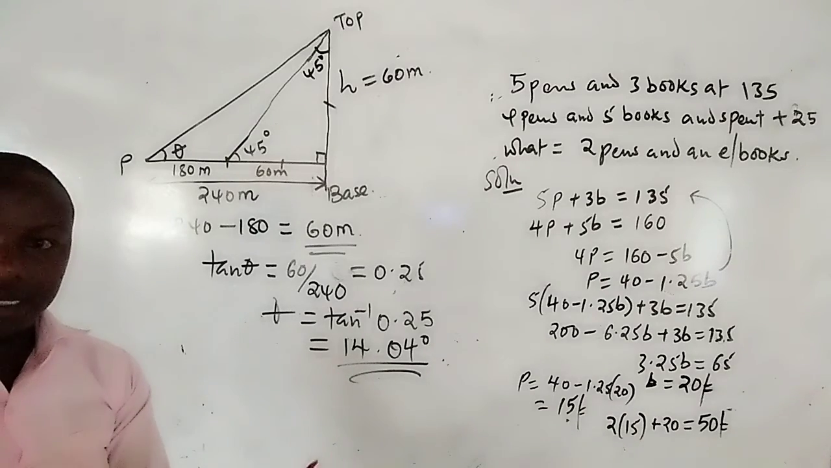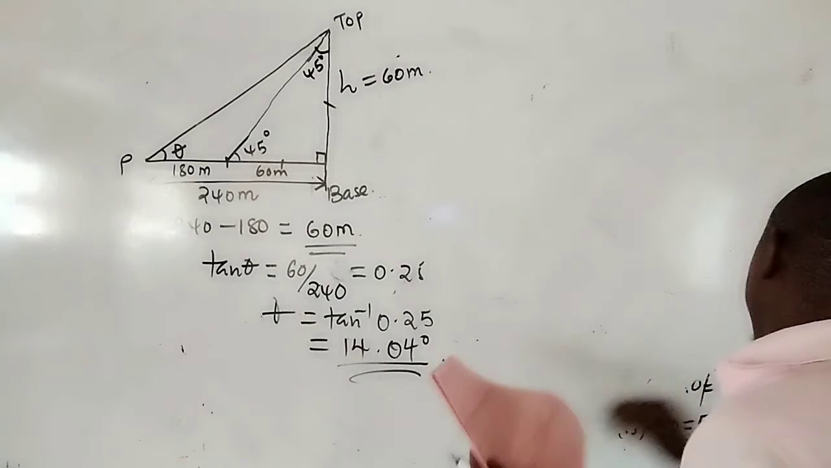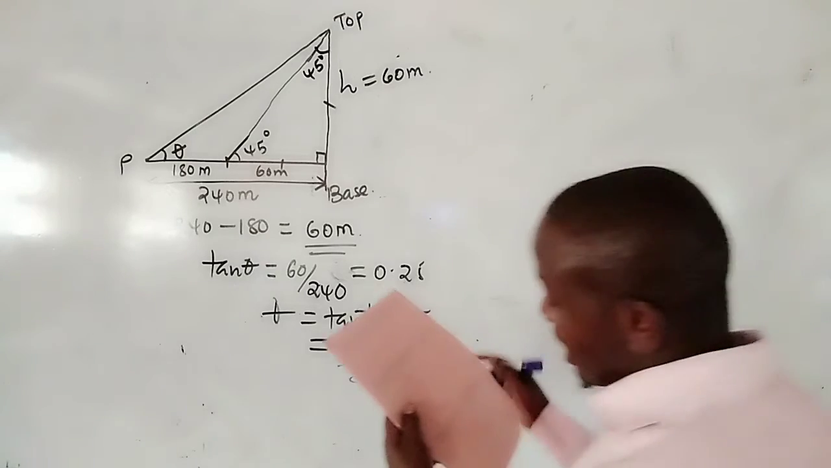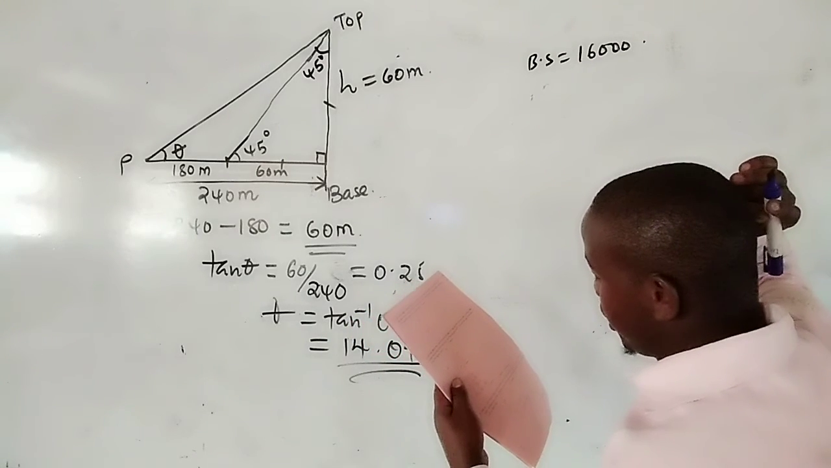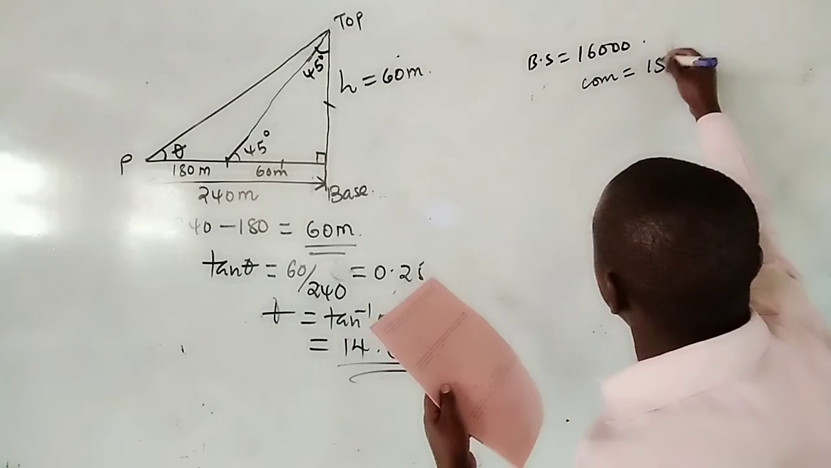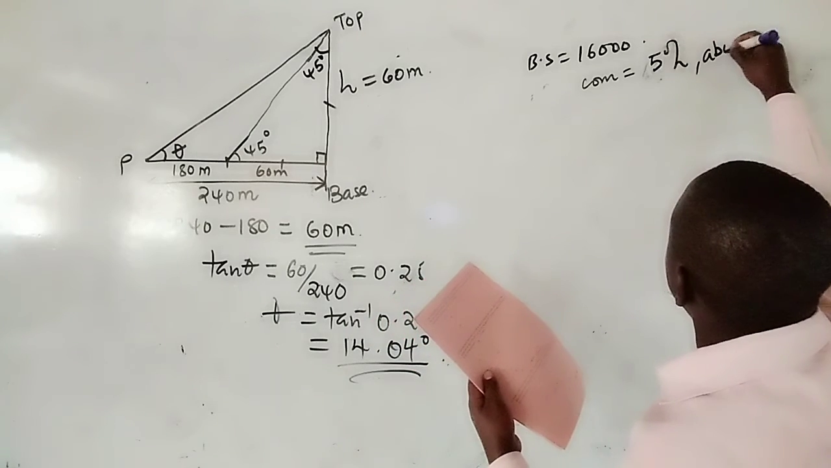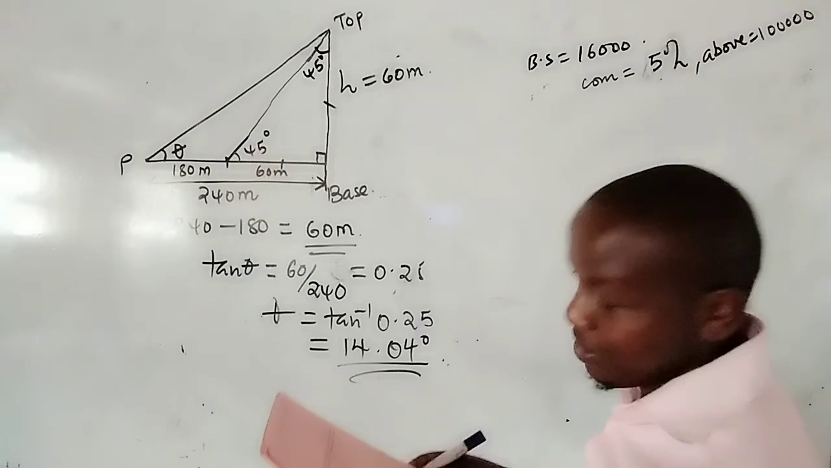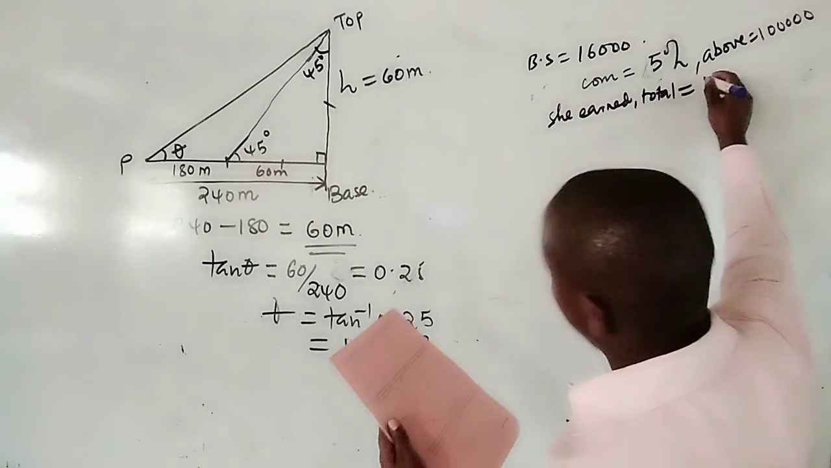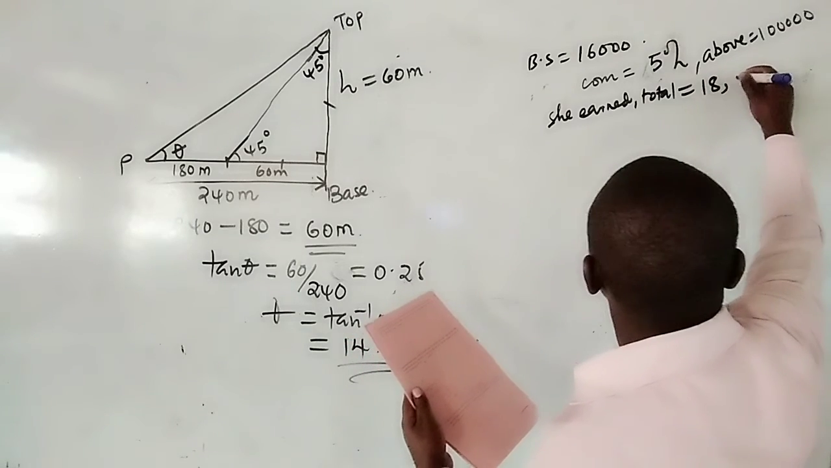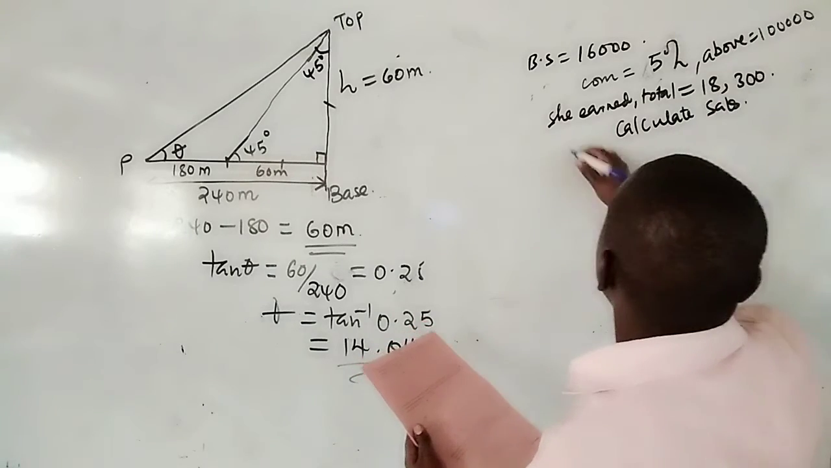Number 15, a question on, again, commercial arithmetic. It's a very sensitive topic. We have done profits and losses and discounts. Now this one is on commission. Mother earns a basic salary of 16,000. Then on top, she is also given commission of 5% of the sales she makes above 100,000. In 1 month, she earned a total of 18,300. Calculate her total sales that month.